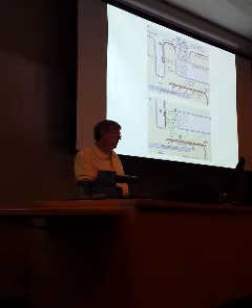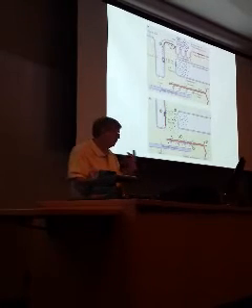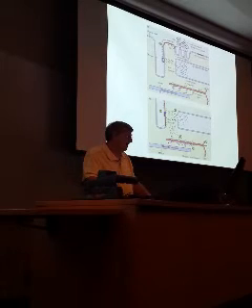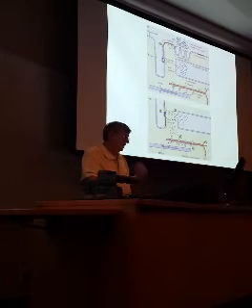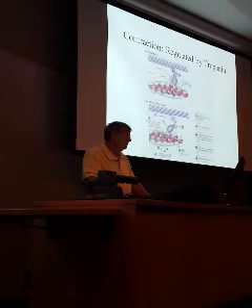So calcium comes out. Calcium binds to the troponin, which then allows the tropomyosin to move away, so the actin heads are exposed and the myosin can bind, and thereby allowing the power stroke to occur.